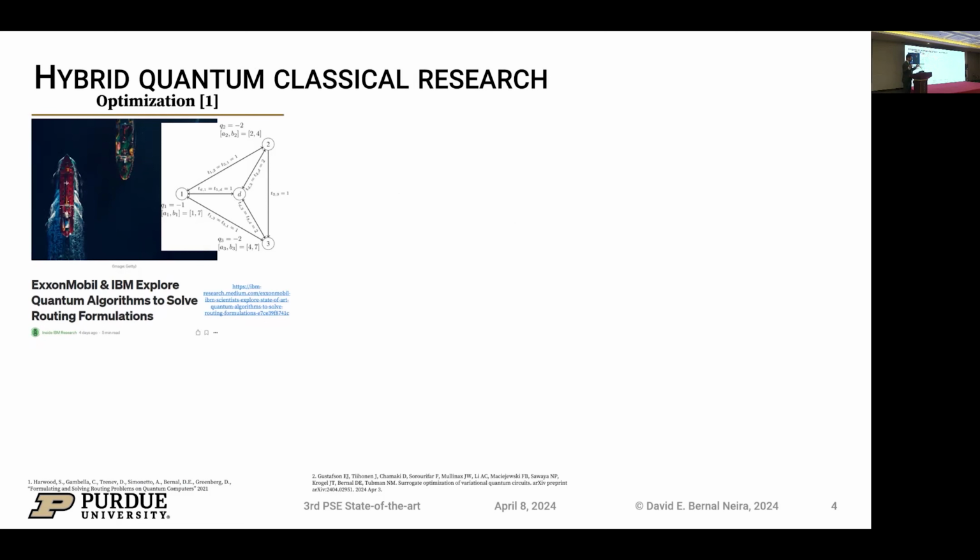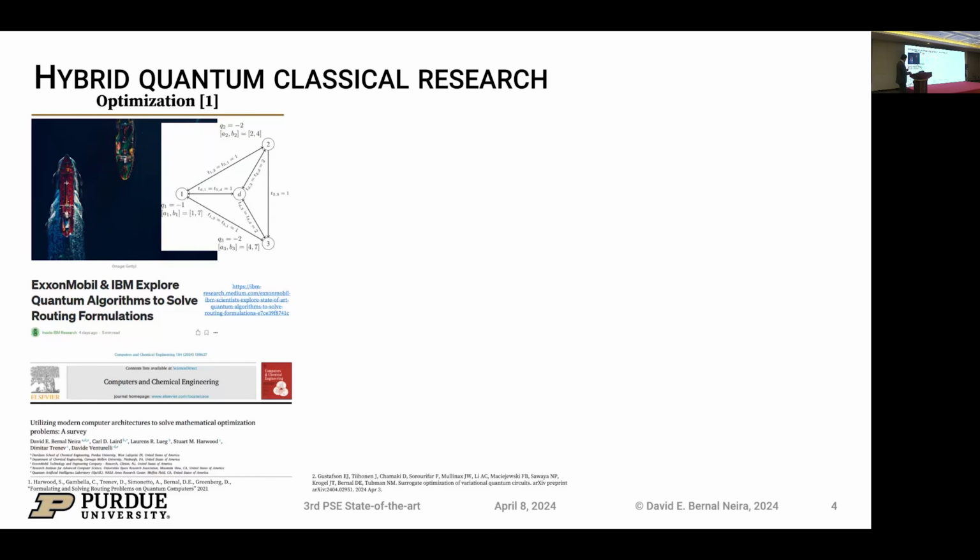So we can start asking questions such as, how would you formulate an optimization problem such that it could be better solved on a quantum computer? If you have doubts, I think last week or so, we put out a paper in Computers and Chemical Engineering on utilizing modern computational tools for mathematical optimization, which included some perspective on high performance computing and some perspective on quantum computing. So I do invite you to go through this.